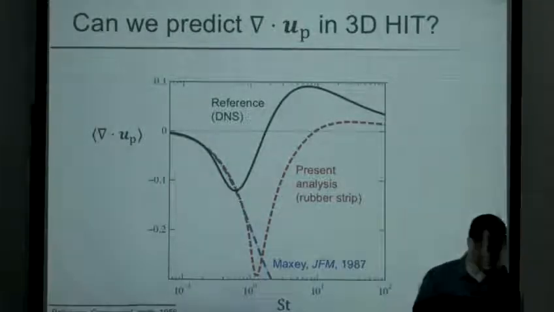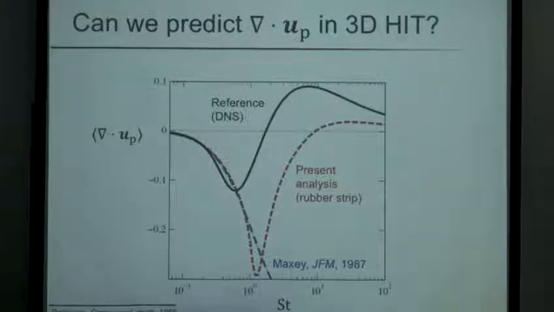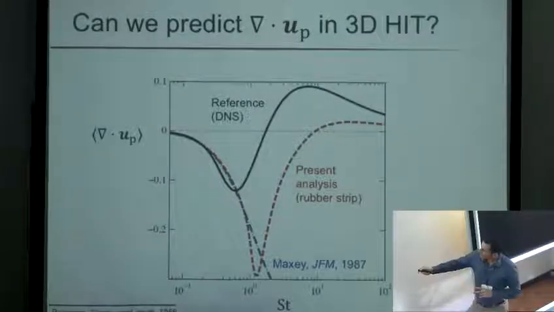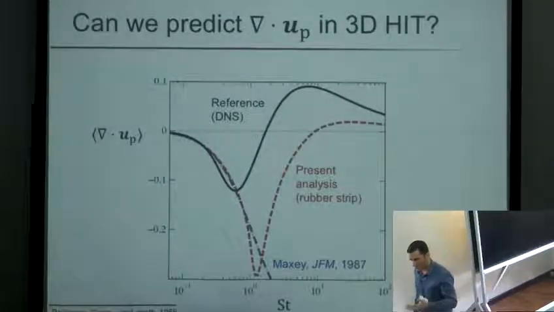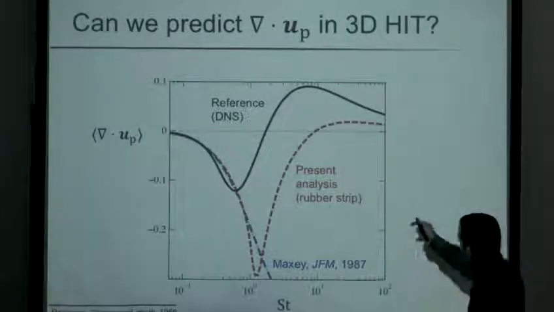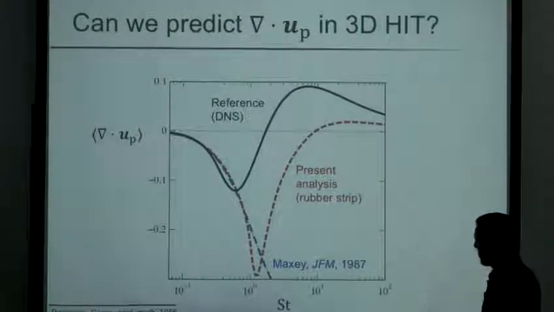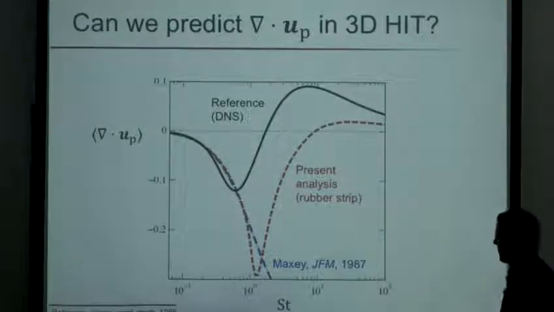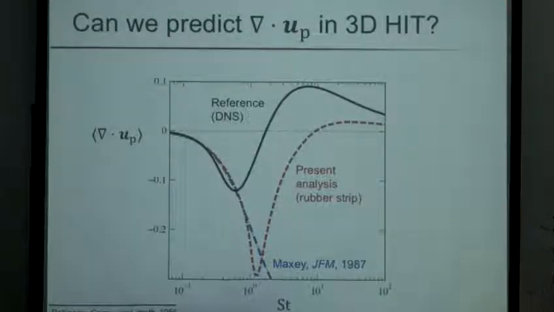Okay? The second point that I want to make is that it not only tells you that you're going to have strong clustering at intermediate Stokes number, but at very large Stokes number, you're going to have a strong regime of mixing or particle dispersion, which wasn't captured by some other analysis that we did earlier.